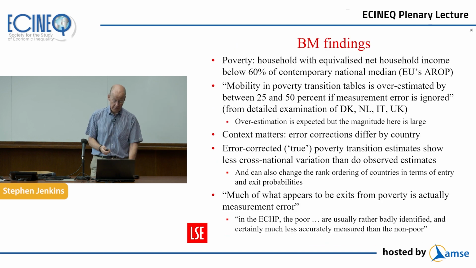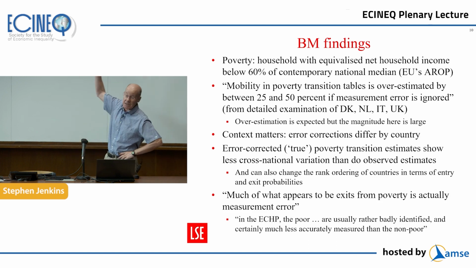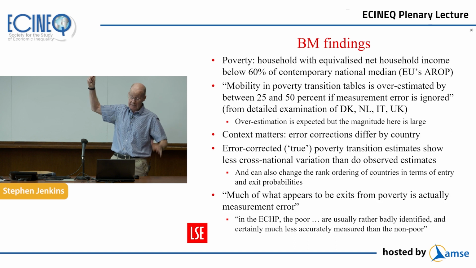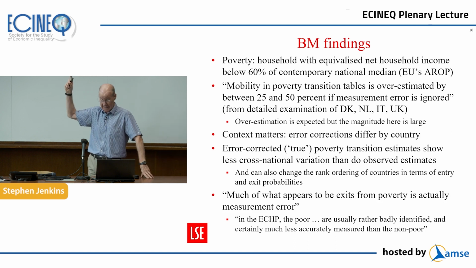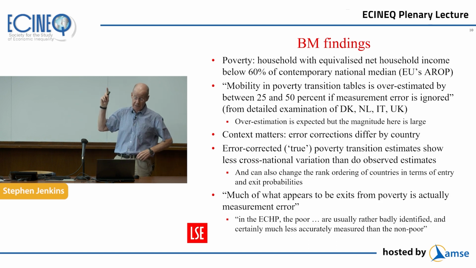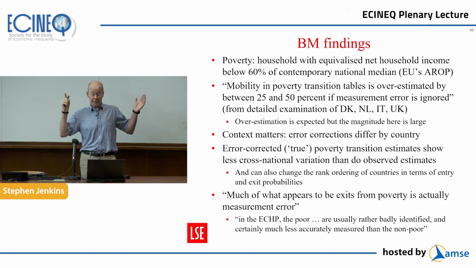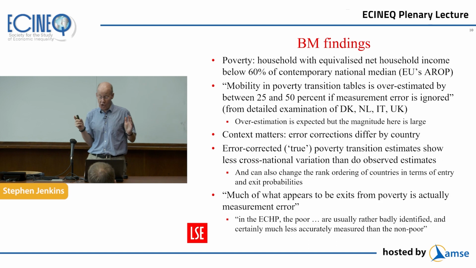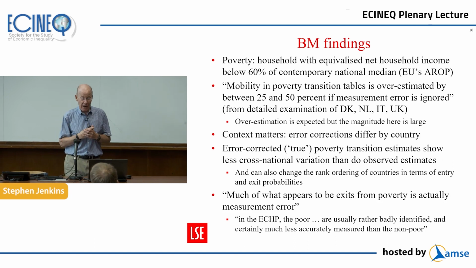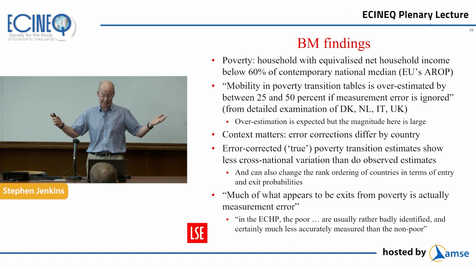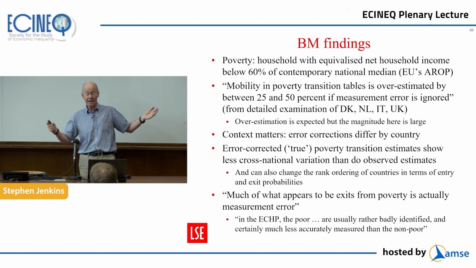And just to bring out the sorts of things that they're finding. They're using standard income definitions, same as Eurostat. It's what's used to assess the at-risk-of-poverty statistics in the EU, so a 60% of contemporary national median poverty line. And the headline finding, if you will, is, quote, mobility in poverty transition tables is overestimated by between 25% and 50% if measurement error is ignored. Oh, that's a lot.